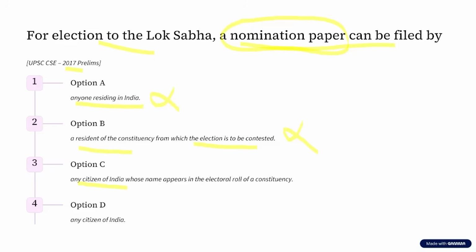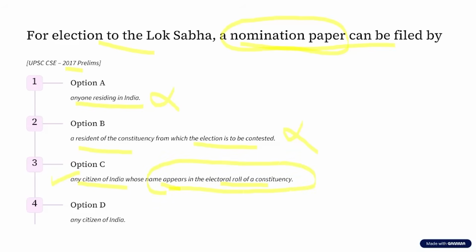That is, any citizen of India whose name appears in the electoral roll of a constituency. They're saying this person who is going to file the nomination paper for Lok Sabha is a citizen of India. Yes, agreed. This person has to be a citizen of India, number one. Number two, what is the second qualification? This person's name is appearing in the electoral roll of a constituency. That is not in one specific constituency, rather in any of the constituencies, this person's name is found.